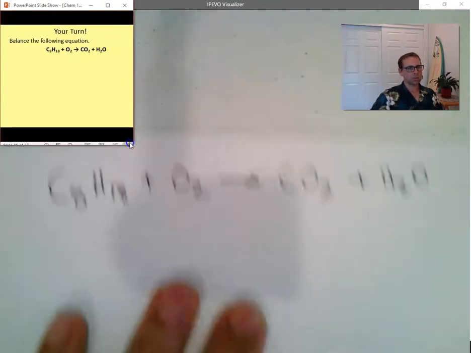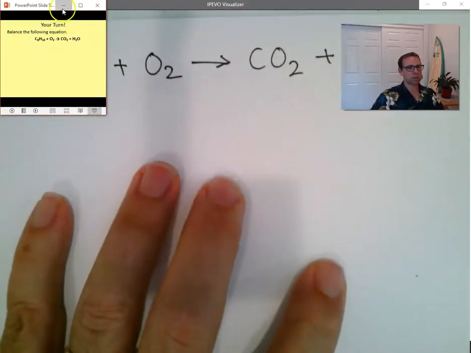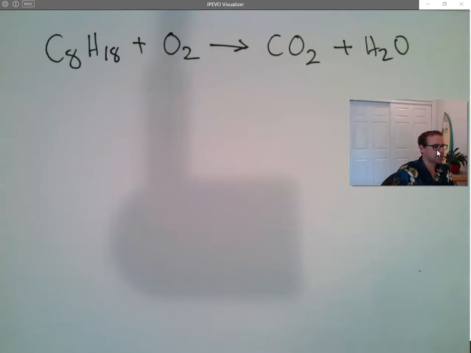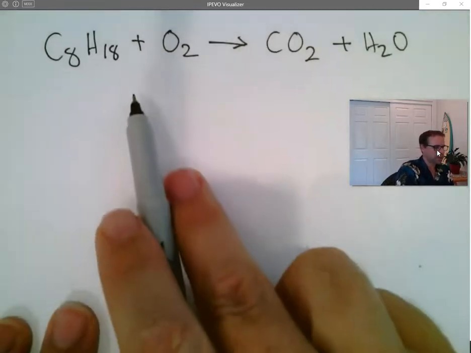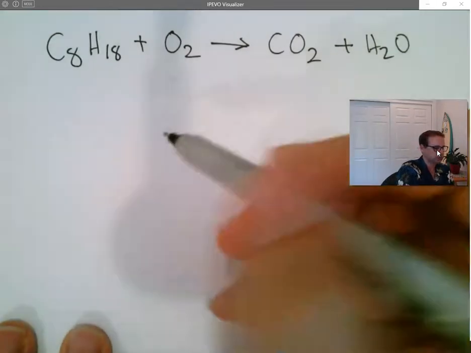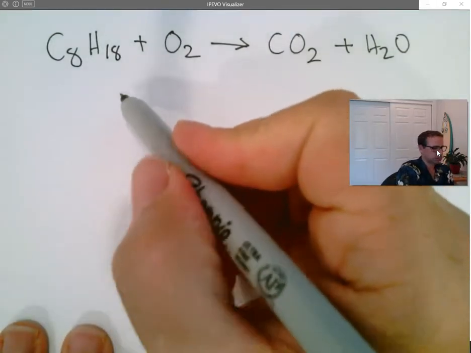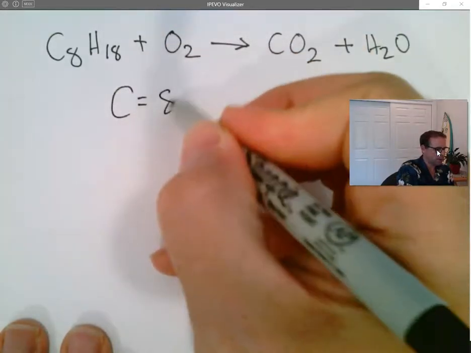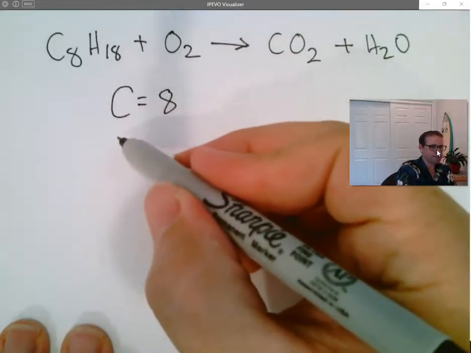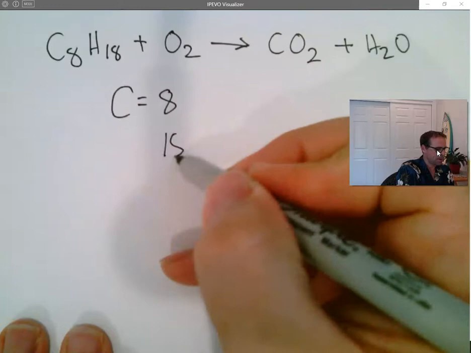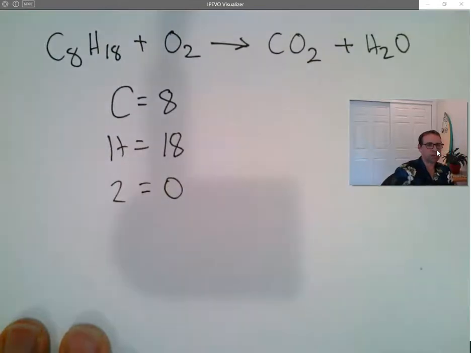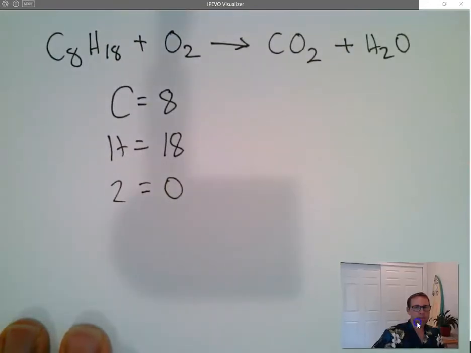Okay, so talk me through this. How is it that I'm going to balance this equation? What am I going to do? First, I need to make a list, right? So what elements do I have on the left? We have C, which is carbon. So we have 8 carbon, and then 18 hydrogen, and then 2 oxygen. Very good. And on the other side?